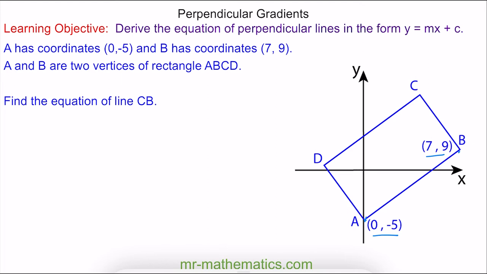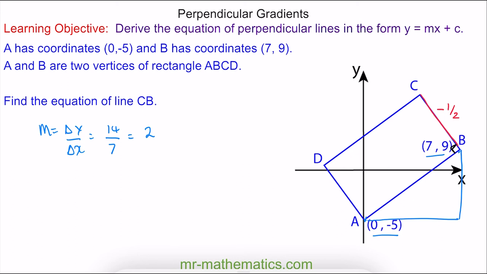Because the two sides, A to B and B to C, are two sides of a rectangle, they cross at 90 degrees, which means their gradients are perpendicular. We're going to begin by working out the gradient of line AB, where m is the change in y divided by the change in x. The change in x is from 0 to 7, which is 7. The change in y is from -5 to 9, which is 14. So the gradient of line AB is 2. This means the gradient of line CB will be -1/2.